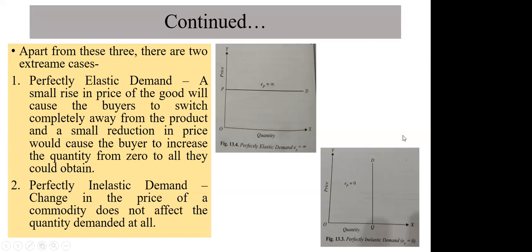If we look at this particular graph, in the second graph, we can see that the consumer is buying OQ quantity irrespective of the price. If the price changes from this point to this point to this point, there will be no change at all. He will be buying that same OQ quantity, even if the price increases or the price decreases. I hope it is clear to everyone. If you want to ask anything, you can ask.